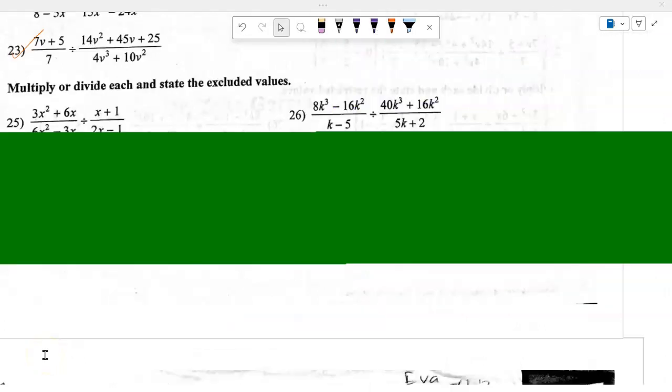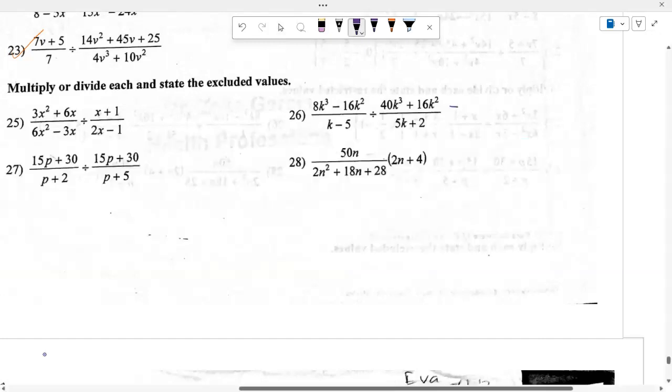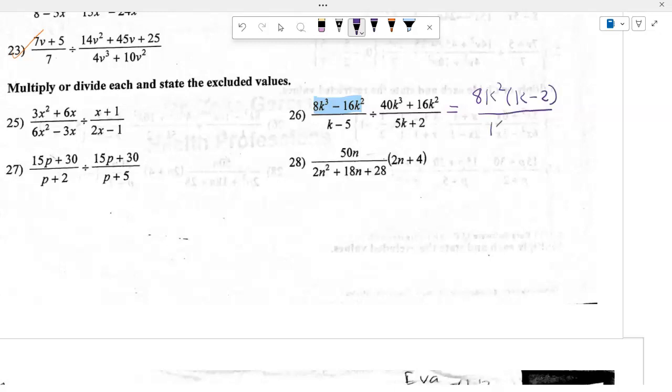So I'm going to do 26 since I didn't do it in class. We're going to go ahead and we're going to say that we can factor here 8k squared. So we're left with k minus 2. And here you have k minus 5. You can't do any factoring. Remember that division becomes multiplication. So you have 5k plus 2.